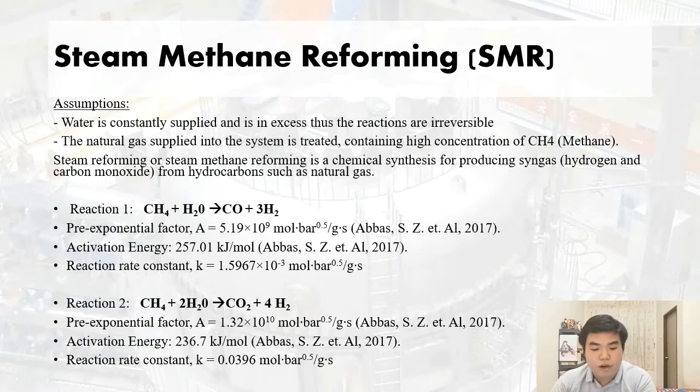Steam reforming, or steam methane reforming (SMR), is a chemical synthesis for producing syngas such as hydrogen and carbon monoxide from hydrocarbons such as natural gas. As we mentioned above, there are two reactions in an SMR reactor, and reaction 1, with the products carbon monoxide and hydrogen, is the main reaction, while reaction 2 is the side reaction. We obtain the pre-exponential factor value and activation energy from lab study, and the reaction rate constant k is calculated using the Arrhenius equation.